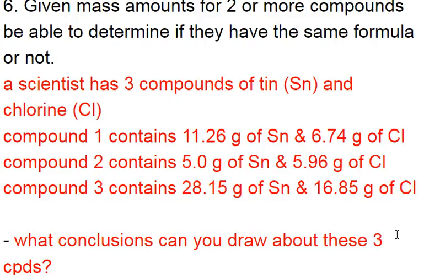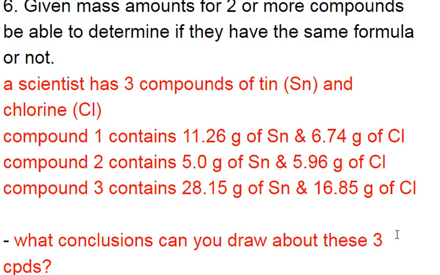Number 6 says, given mass amounts for 2 or more compounds, be able to determine if they have the same formula or not. So this is where you put it all together. You do the calculating. You decide, is it the law of definite proportions or the law of multiple proportions?